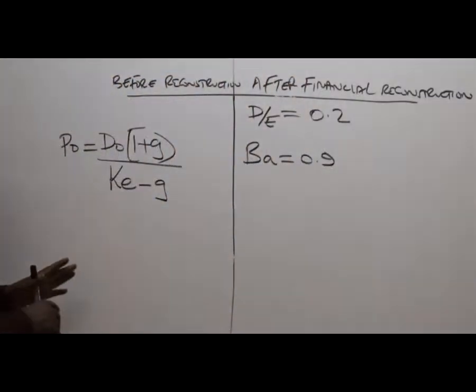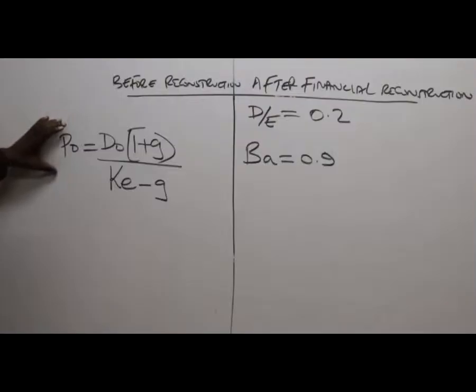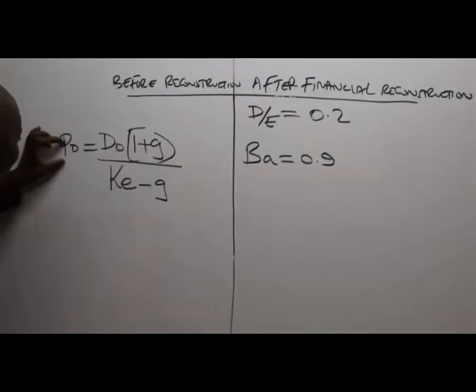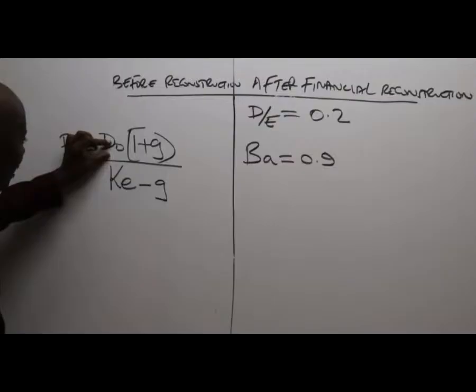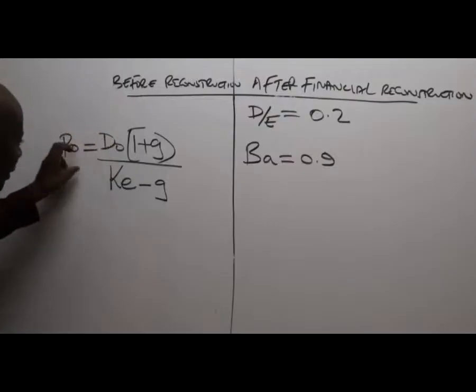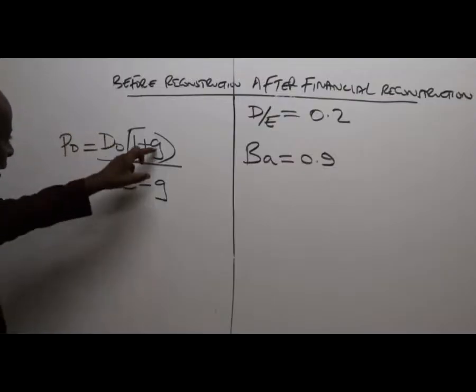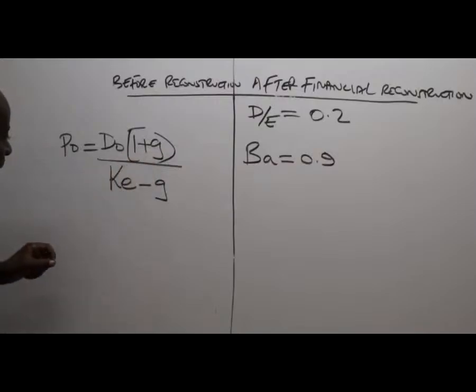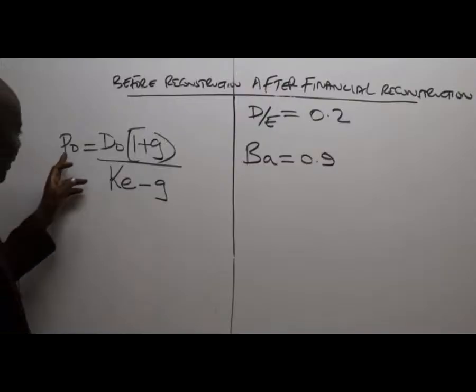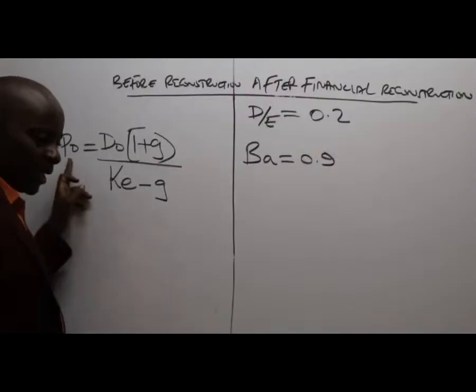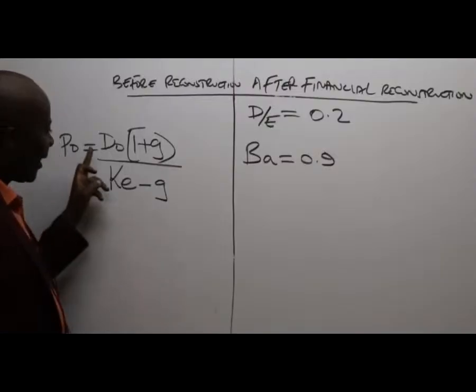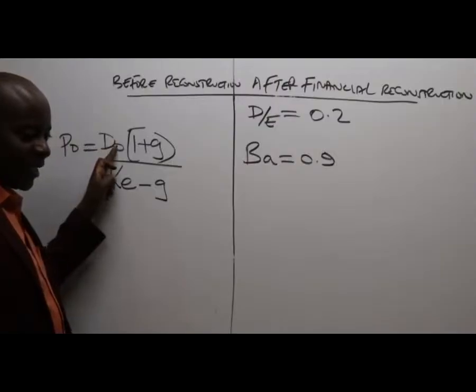Now, ladies and gentlemen, when I look at this formula very well, this is not provincial officer. This is current market price per share. This is current dividend per share. Why current? Because of zero. This is growth rate. This is cost of equity. This is the current MPS, current DPS, and the growth rate.